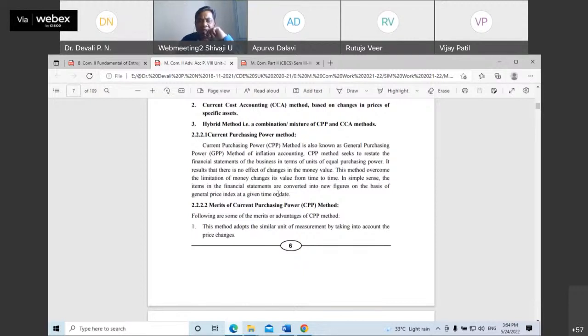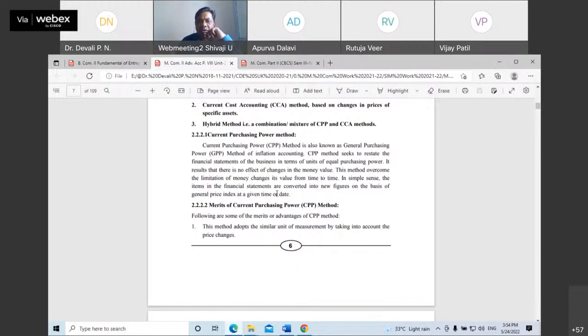So according to this method, in a very simple sense, the items in the financial statements are converted into new figures. New figures, it means what? On the basis of the general price index given for a time or date. Suppose the years we consider are 2010, 2011, so it indicates such a price level change. Similarly, 2020, 2021. So in this period, what price index are we going to consider?